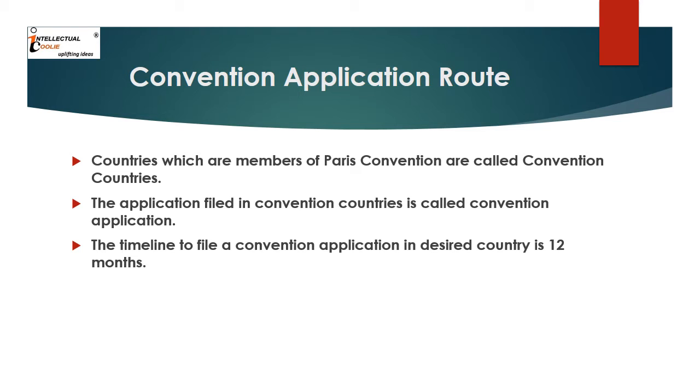Suppose today you are filing your first application in India, you get a priority date of today. And then from today, you get 12 months of time to file all the international applications you wish to file. Suppose you decide to file in 4 countries, Japan, USA, Canada, and some countries of Europe. Then in all those 4 countries you have to file a patent application within 12 months. So this is what the convention application timeline is, and what you mean by convention application.